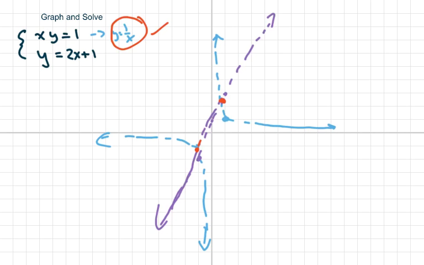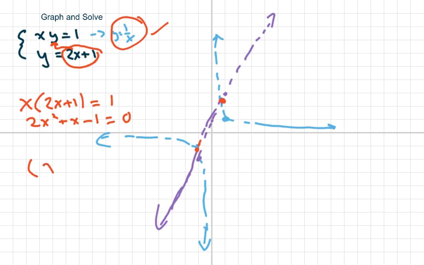So I'm going to solve by substitution, and I'm just going to plug this y, it says y equals that, into that y right there. So I have x times 2x plus 1 equals 1. So you get 2x squared plus x. I'm going to go ahead and move the 1 over. Minus 1 equals 0. And I'm going to factor this. This is going to be x plus 1 and 2x minus 1 equals 0.